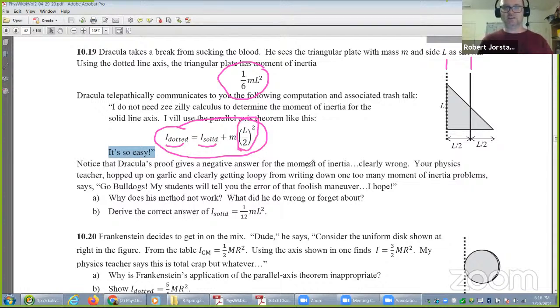So Dracula says, oh no, oh man, don't you know I get a negative answer for moment of inertia? That is clearly wrong because it's always positive. You had a lot of garlic. My students are going to tell Dracula what's up. Why is this wrong, people?